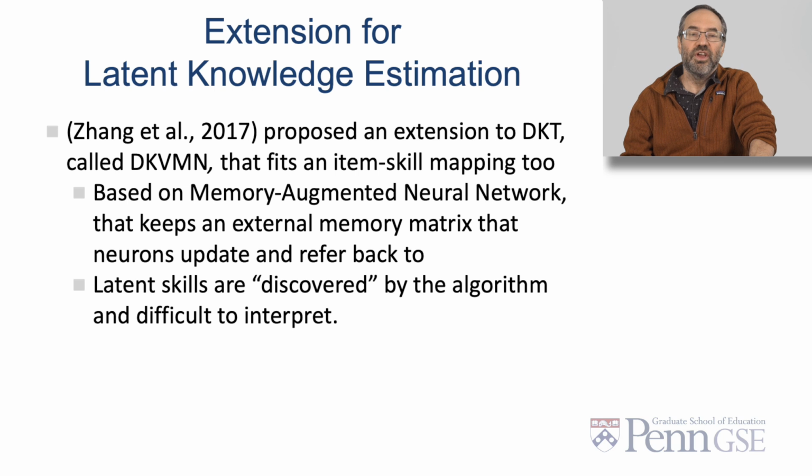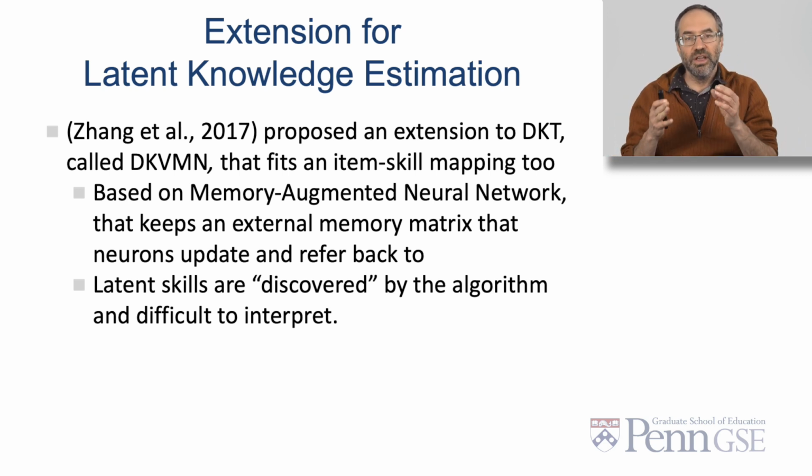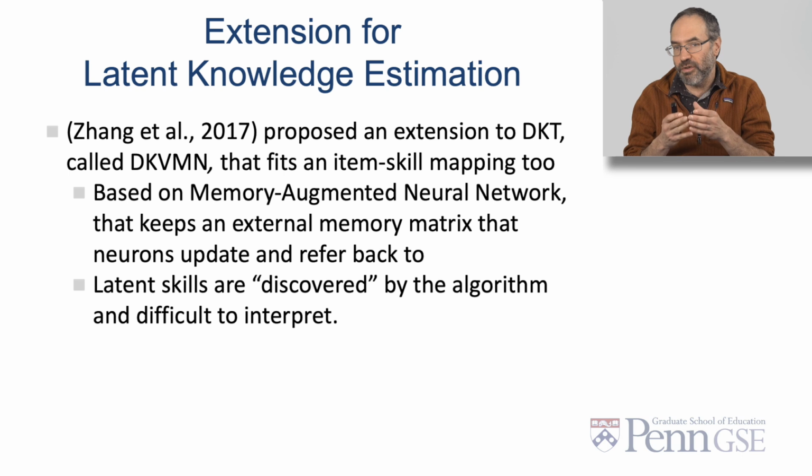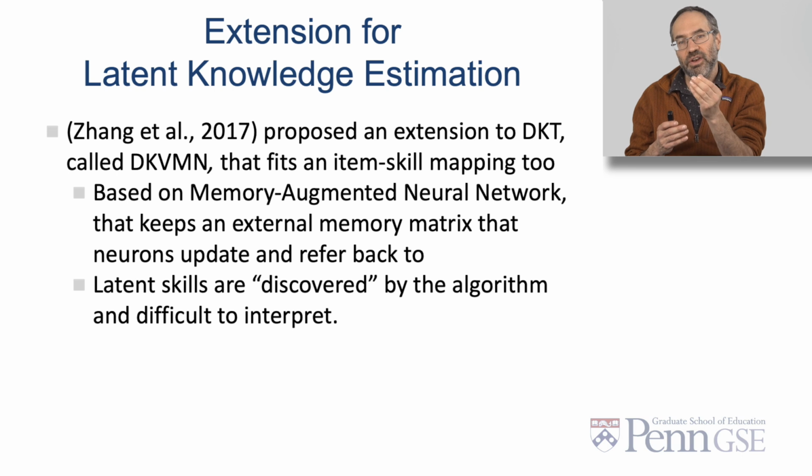To address this, Zhang et al. proposed an extension to DKT called DKVMN that fits an item skill mapping too. It's based on memory-augmented neural networks, and it keeps an external memory matrix that the neurons update and refer back to that effectively maps to skills. In this approach, latent skills are discovered by the algorithm, and consequently, they're difficult to interpret. So this attempted to have latent knowledge estimation, but not in a way that was immediately applicable to teachers or to unseen items.